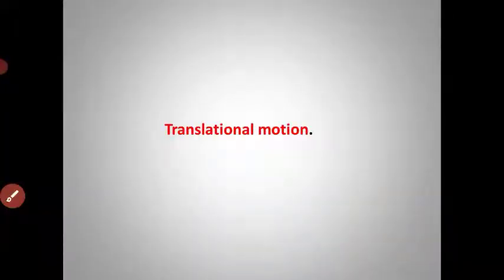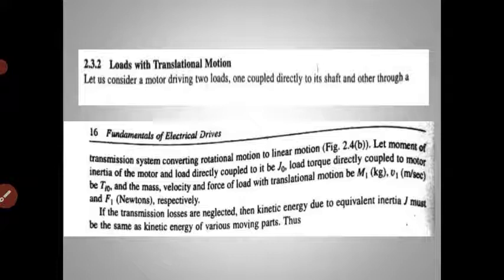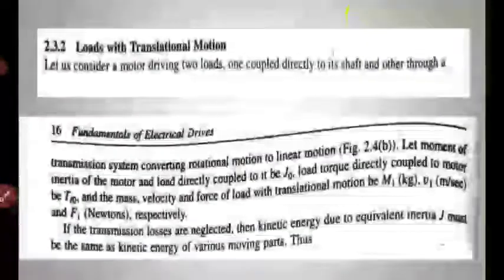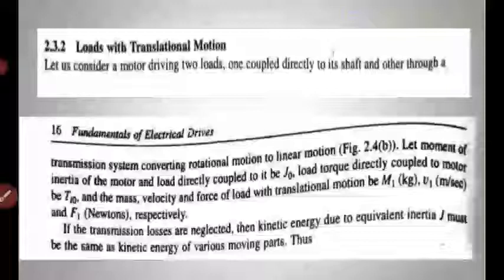Next one is the translational motion. Here you can see the translational motion. Let us consider a motor driving two loads. Here also we are considering two loads, and afterwards we are extending to M loads. One is coupled directly to its shaft and the other through a transmission system converting rotational motion to linear motion.